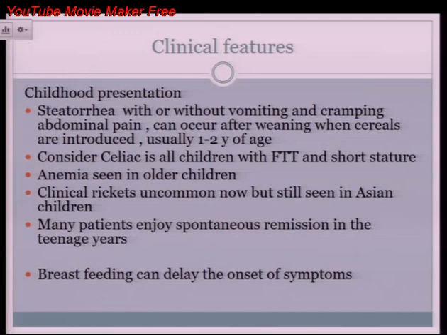Anemia is seen in older children. Clinical rickets is uncommon, but it can be seen in Asian children. Many patients, for some reason, do enjoy spontaneous remission in their teenage years. And like we talked about, breastfeeding can delay the onset of symptoms.